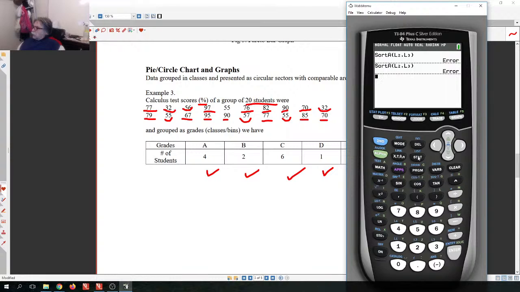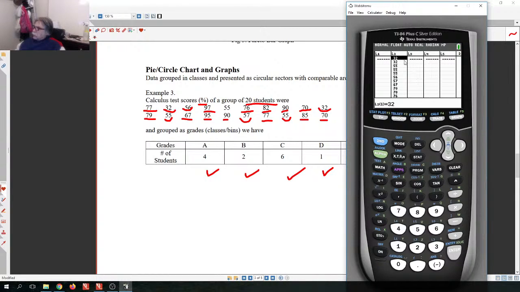I'm going to edit again. I'm going to clear this list. I don't need anything else. I'm going to sort list 2. Okay, stats, sort in ascending order, list 2, close the bracket, enter. It says done, which means now I have a sorted list. Let's check.